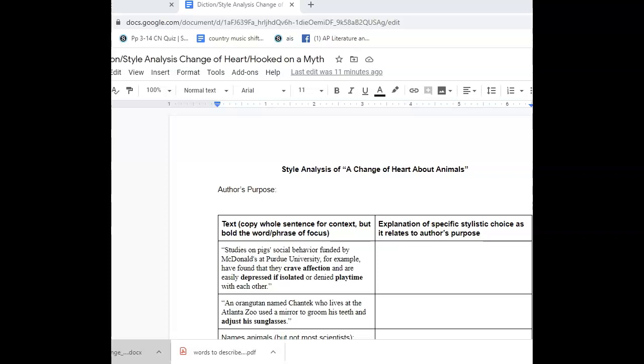I'm going to walk you through an analysis of Rifkin's A Change of Heart About Animals that you read earlier in this unit. Then you will complete the same steps while you analyze Brathwaite's Hooked on a Myth.